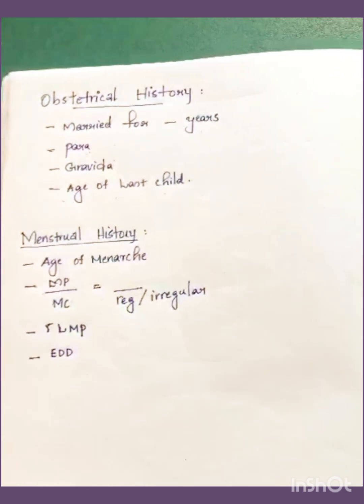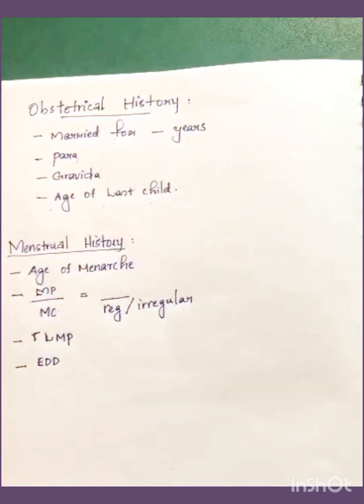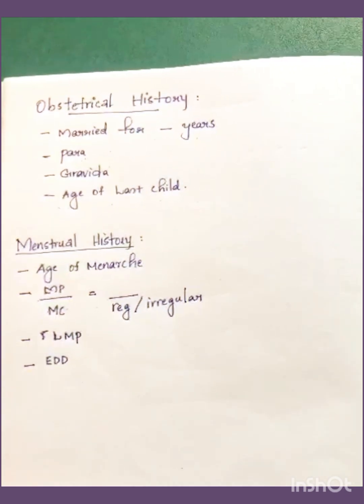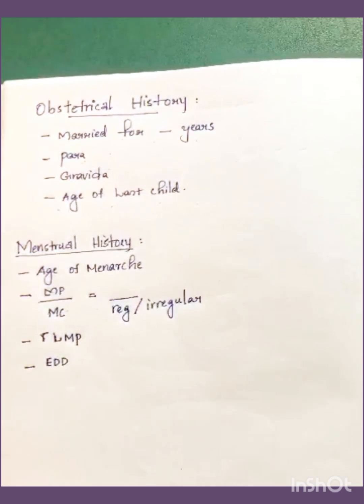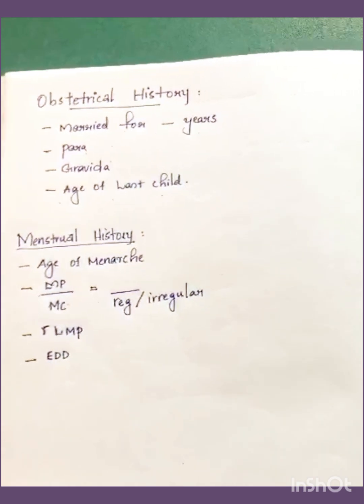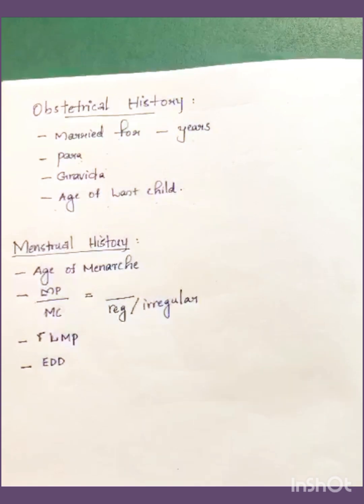Then gravida. How to calculate gravida? Gravida is the total number of conceptions irrespective of the site and duration, including the present one. So next is the age of last child.